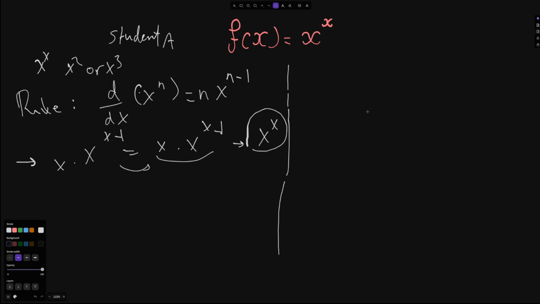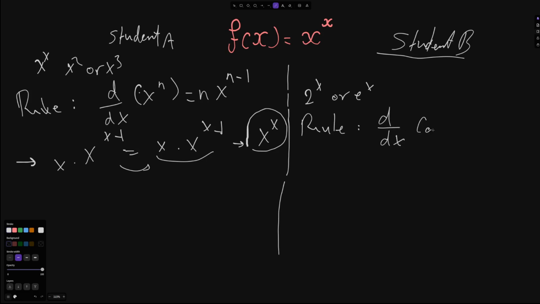So let's try with student B. Student B is going to do the following. He looks at x power x and thinks it's an exponential function like 2 power x or e power x, so he applies the exponential rule. The exponential rule says that d by dx of a power x is a power x ln of a. So the attempt result becomes x power x ln of x.